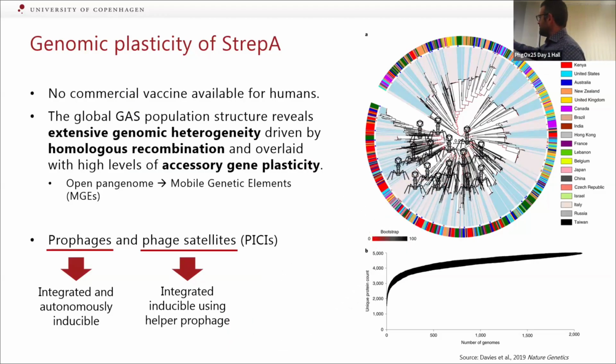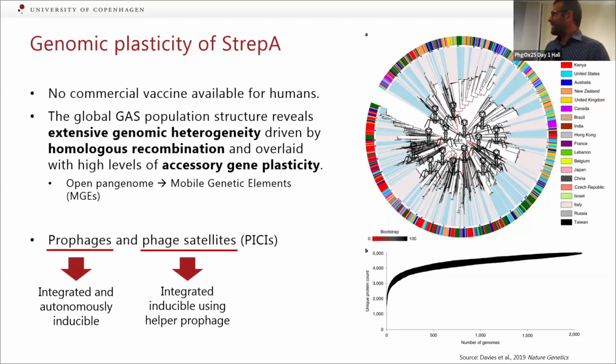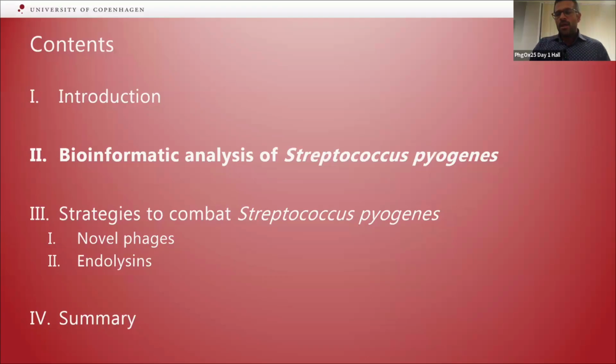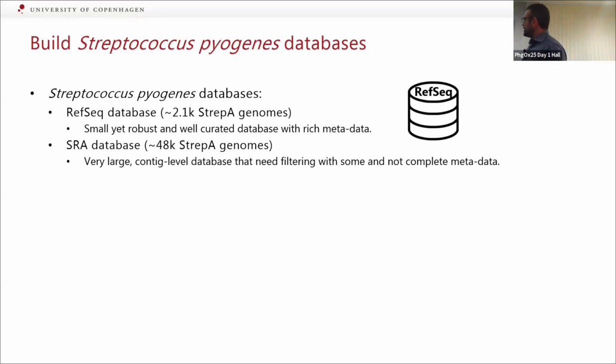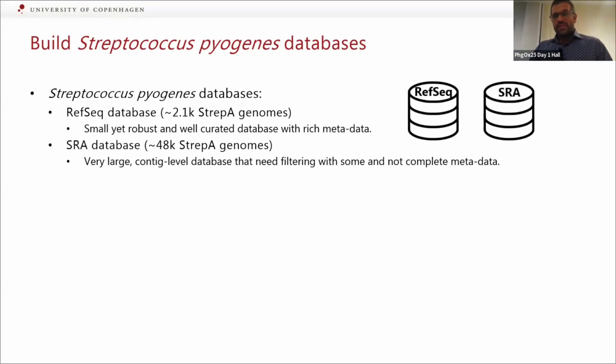By living inside the genome of the Streptococcus, they have certain features that they can offer to the bacterial cell. And that brings us to the second part, which is the bioinformatic analysis of Streptococcus pyogenes. We wanted to understand this complexity as much as possible before moving to the control strategies. So we have established two databases, one with RefSeq genomes, a relatively small one, about 2,000 genomes, and a bigger one of 48,000 genomes. The first one, of course, is more curated, more robust.